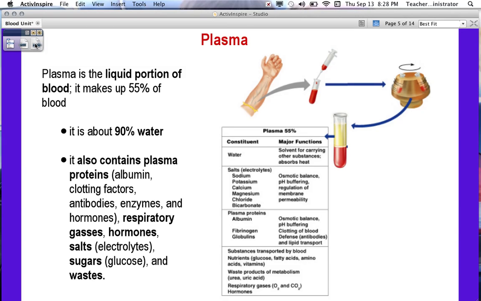The second major part of your blood was plasma, and it was the liquid portion of your blood, and it makes up about 55% of your blood. Of the plasma, about 90% of plasma is just plain old water, and then the other 10% is things called plasma proteins, as well as hormones and salts and sugars and wastes. All of those things are what's being dissolved in your water that's in the plasma.